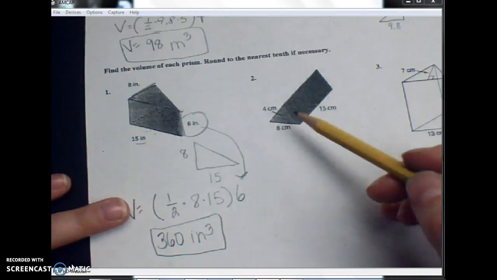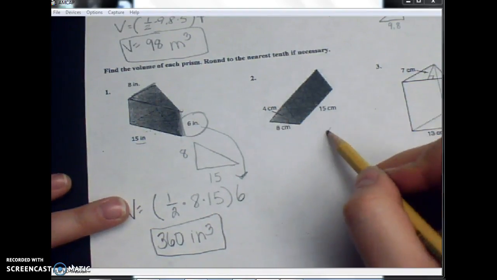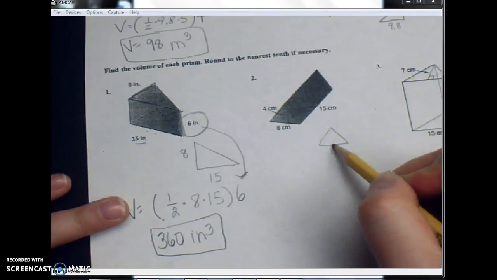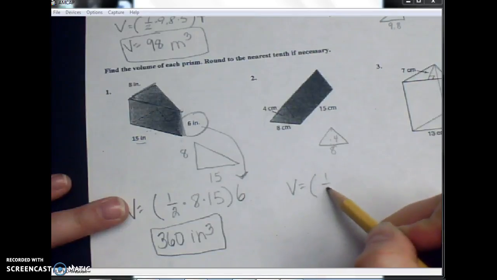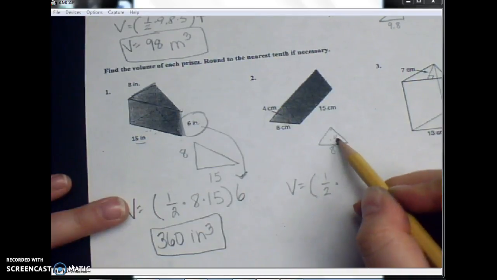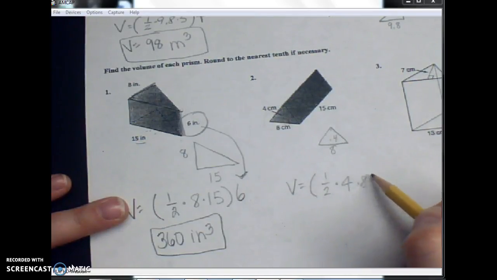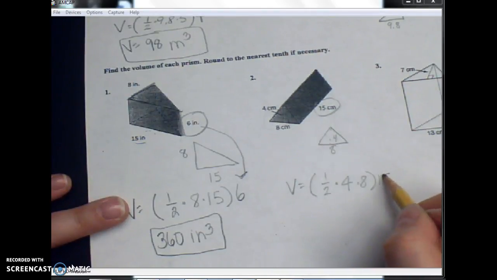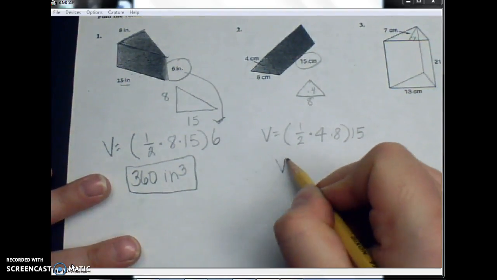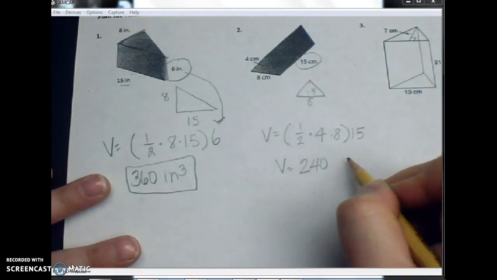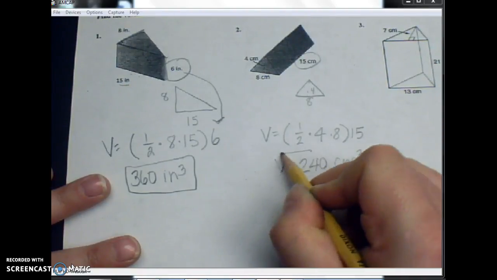Number 2, I've got my triangle out here. I'm going to draw it with a base of 8 and a height of 4. So volume equals 1/2 times 4 times 8. That's the area of my triangle, times the height of my prism. There's that 15. When I multiply that out, I get volume equals 240 centimeters cubed.